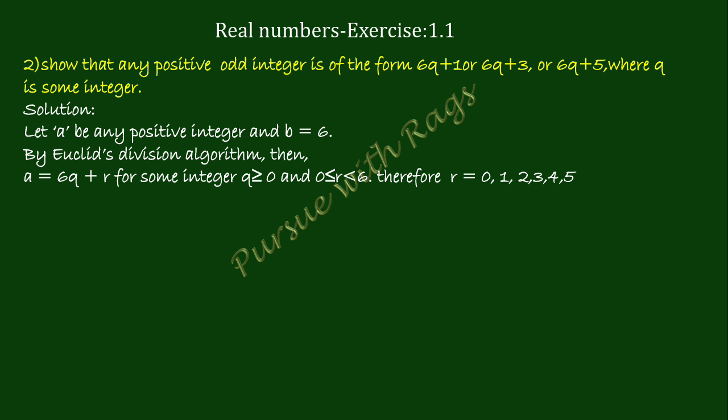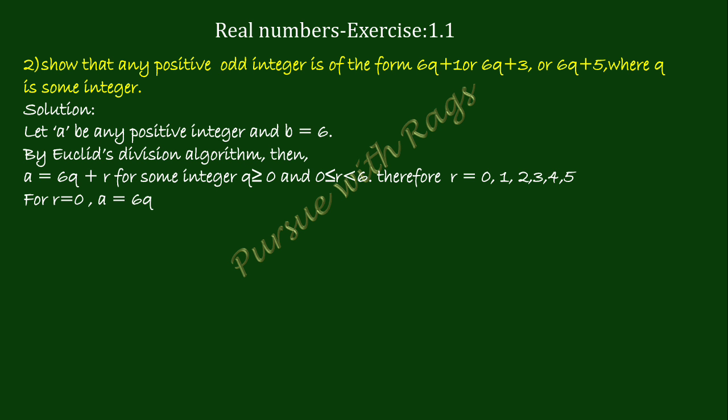Remainder can be 0 and greater than 0 but not less than 0, right? So r is less than 6. So the r value will be 0, 1, 2, 3, 4 and 5. On substituting these r values in the equation a is equal to 6q plus r, we will get for r is equal to 0, a is equal to 6q.